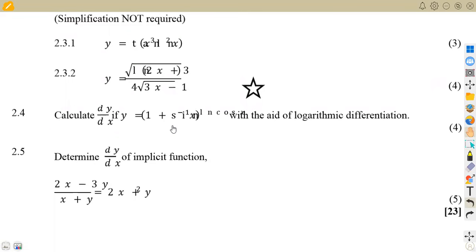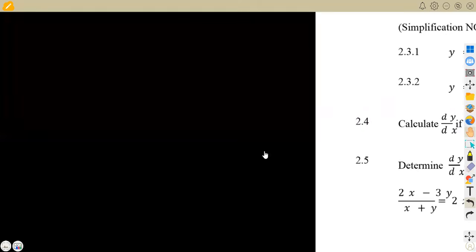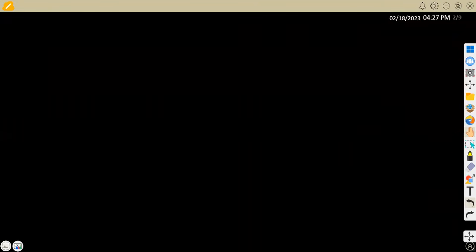Okay, so how can we apply logarithmic differentiation in this case? Let me rewrite this part so that you can clearly see, because it was not clear. So this is 2.4. We are given: find dy/dx if y is equal to (1 plus arcsine x) raised to ln cos x.